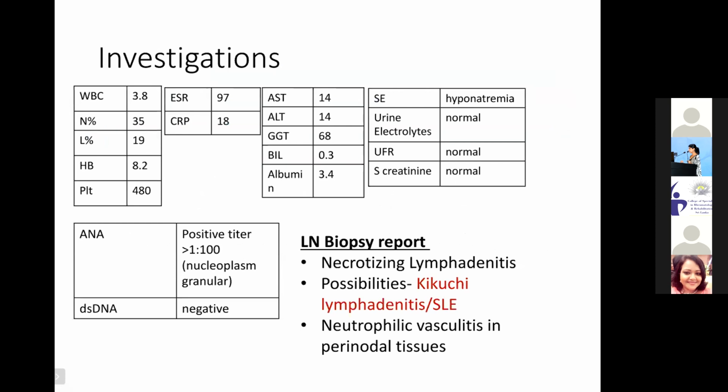Looking back at her investigations, her blood work showed leukopenia, anemia, and thrombocytosis with high inflammatory markers. Lymph node biopsy report showed necrotizing lymphadenitis with the possibilities of Kikuchi's or SLE. Interestingly, her ANA titer was high and dsDNA was negative, but she didn't have any other clinical features to suggest SLE.